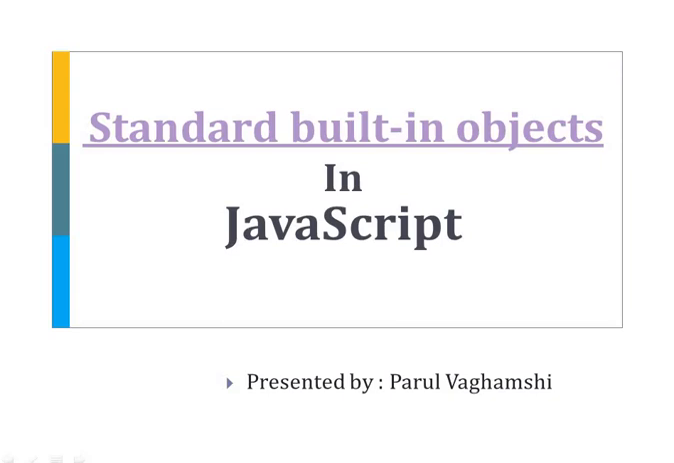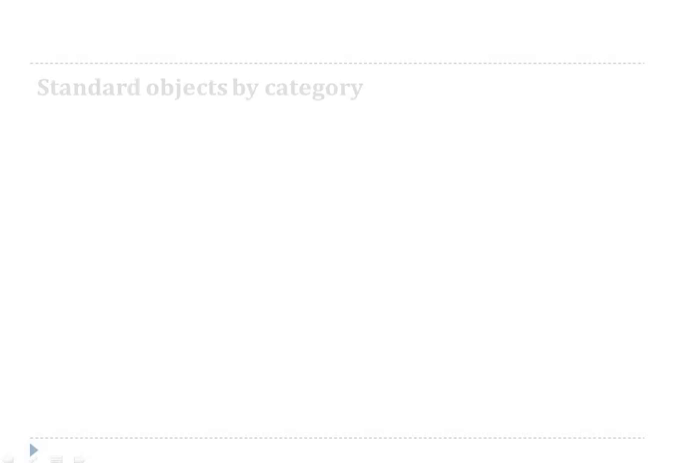Hello everyone. In this video session I am going to discuss with you standard built-in objects in JavaScript. So let's start. First of all, global objects, that means they are accessible globally. That means you can access them anywhere in your JavaScript program. Now there are certain categories of standard objects.